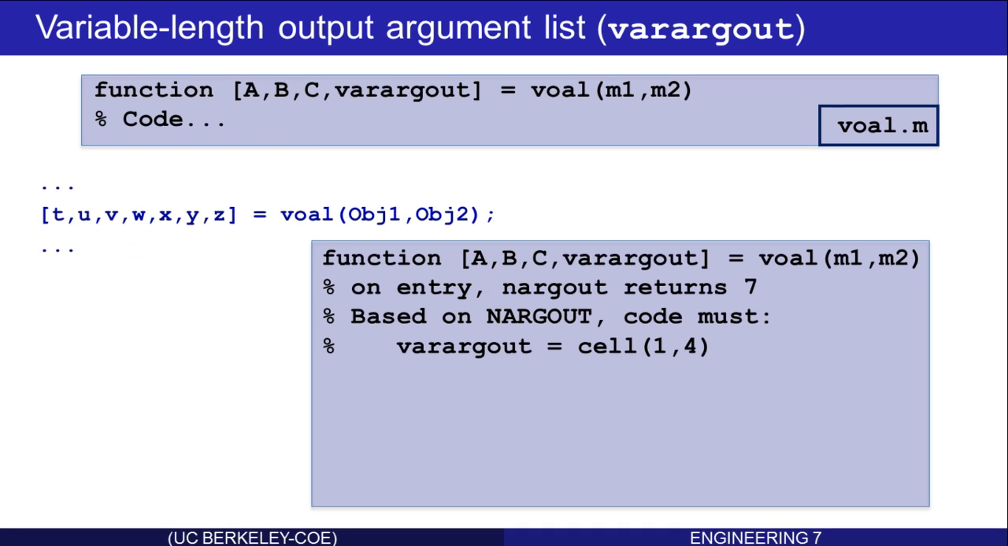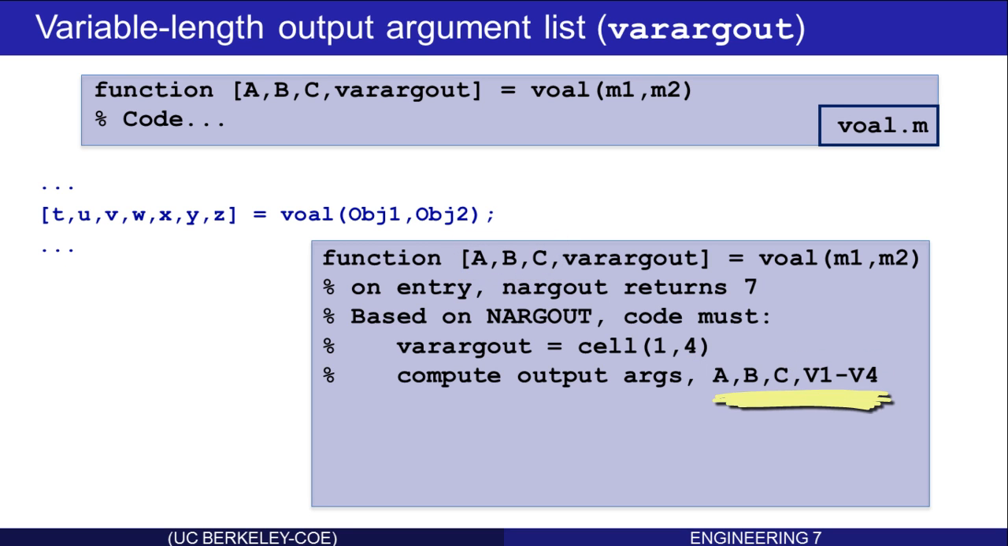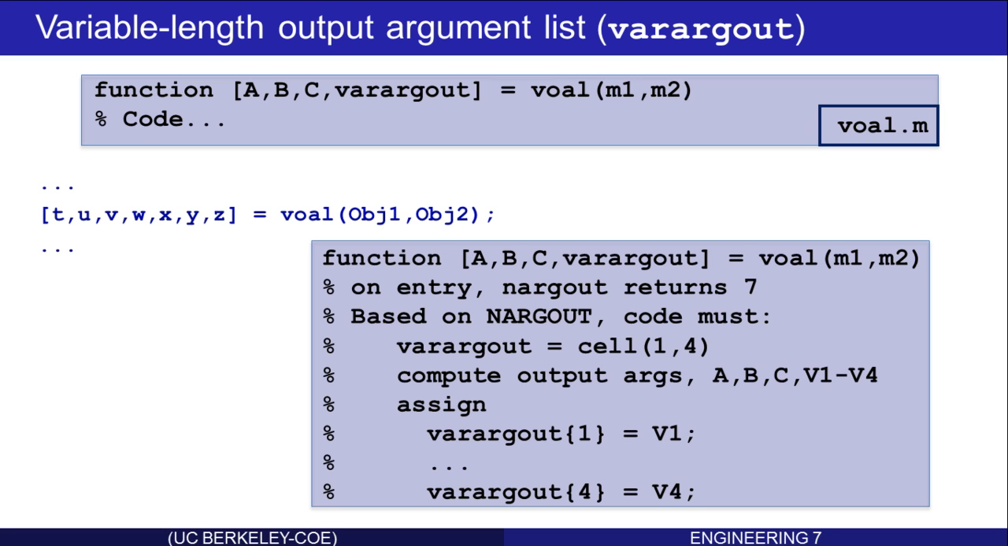Next, the code should do whatever it's supposed to do when it's called with 7 output arguments and compute the first 3, A, B, and C, and then the next 4, constituting the total of 7. I've called output arguments 4, 5, 6, and 7 V1 through V4. Finally, it should assign to the contents of varargout the objects V1 through V4. The contents of varargout 1 should be V1, and so on to the contents of varargout 4.